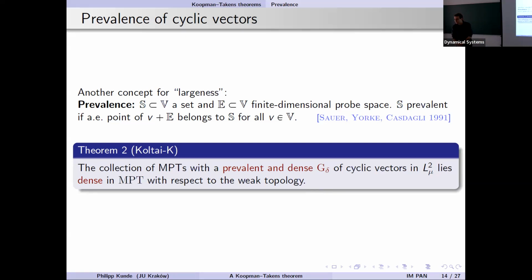But for each of these MPTs from that set, this set E will be different? The probe set? Yes, it could be different, because also the cyclic vectors could always depend on your given transformation. And how complicated can it be, how large is it? Is there a chance to put a bound on it? You want to have not so many cyclic vectors or not so many transformations, or in which sense bound? The finite dimensional probe space. In our case, it was actually just one dimension. I see. Good enough.